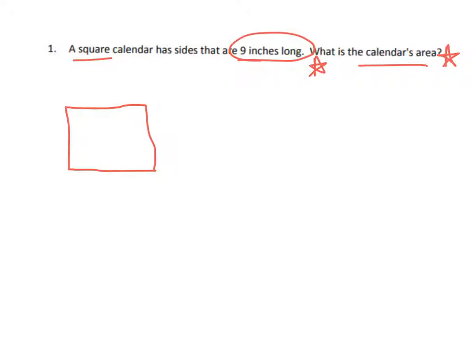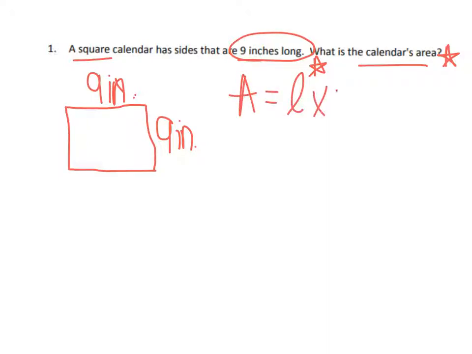Pause the video while you work, replay when you're ready or if you get stuck. So here's 9 inches for the length and 9 inches for the width. So now I need to find the area. Pause the video while you work to find the area. Replay when you are ready to check your work or if you need help. So the first thing I need to write down is the formula for area, which is length times width. Now I need to plug in what I know. I don't know the area, but I know that the length is 9 and the width is 9. So now I need to figure out what is 9 times 9.